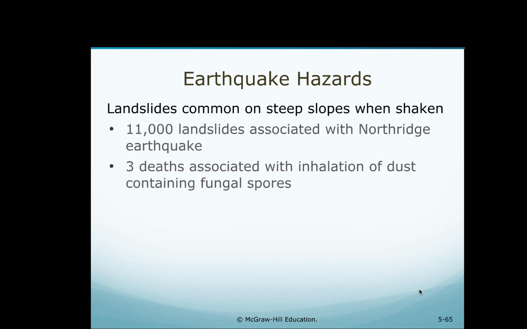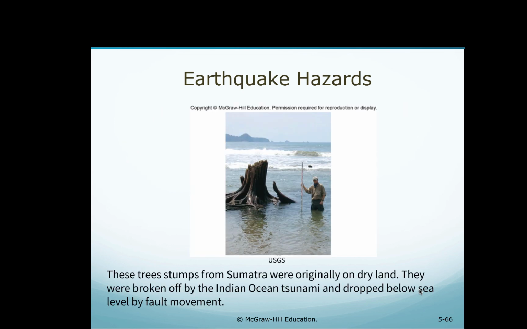The landslides are common on steep slopes when shaken. There were 11,000 landslides associated with the Northridge earthquake, and 3 deaths were associated with inhalation of dust containing fungal spores. These tree stumps from Sumatra were originally on dry land. They were broken off by the Indian Ocean tsunami and dropped below sea level by fault movement.